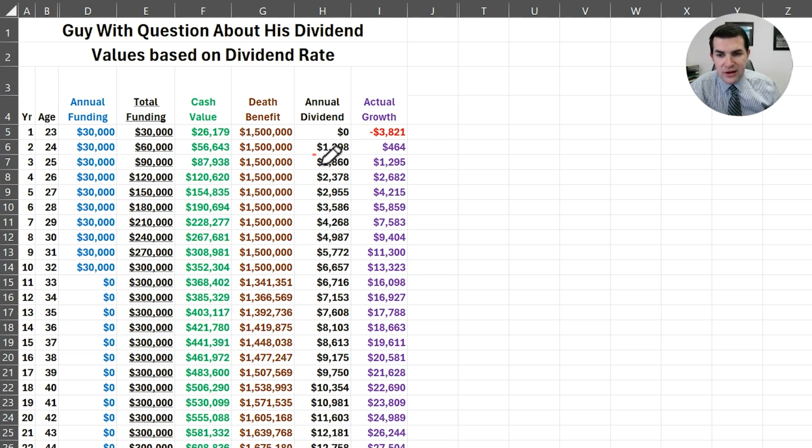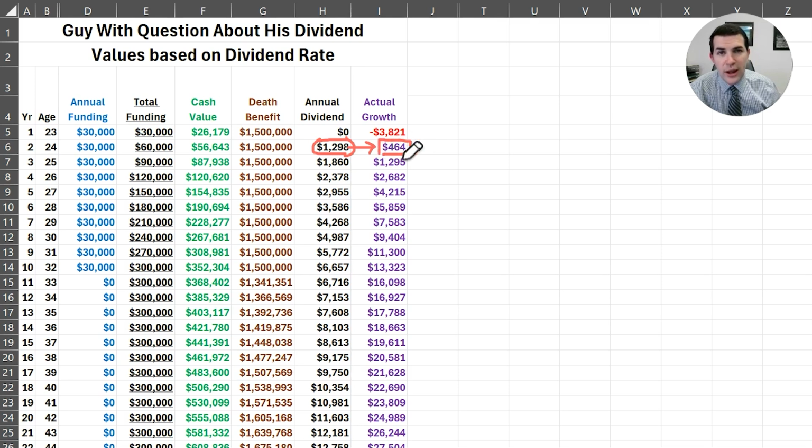So what's happening here? This dividend is a gross dividend. There are still insurance expenses associated with the policy. They're heaviest in the early years. So this dividend was paid to the policy, but after I back out the expenses that are also assessed to the policy, I'm left over with a net of $464.